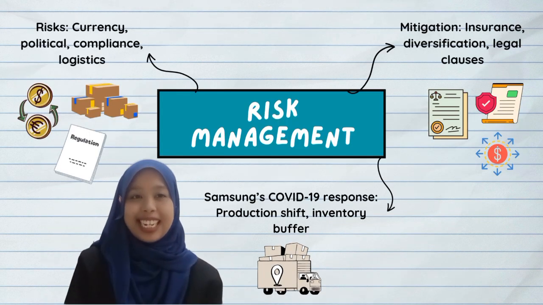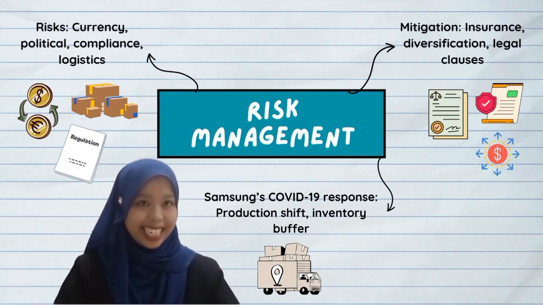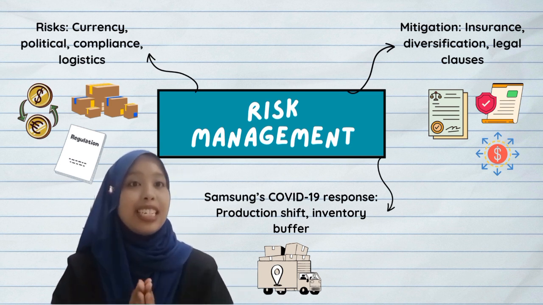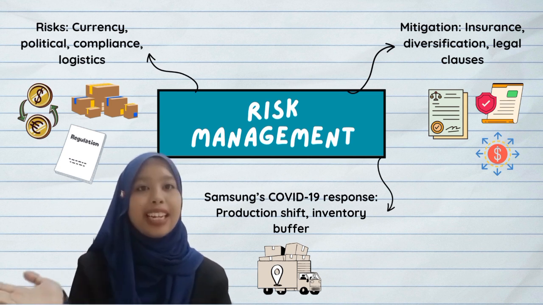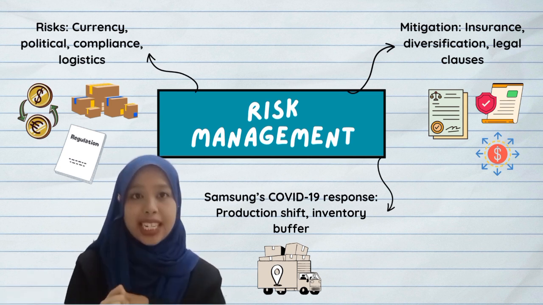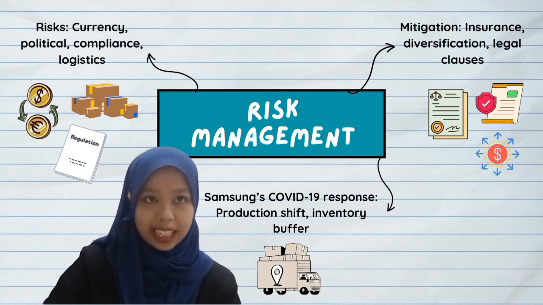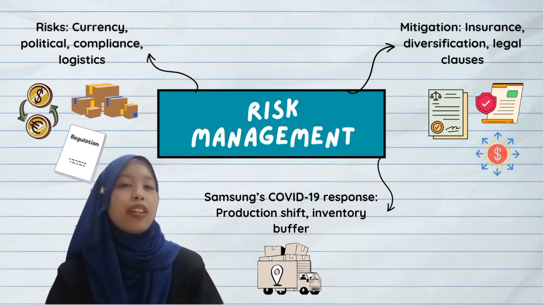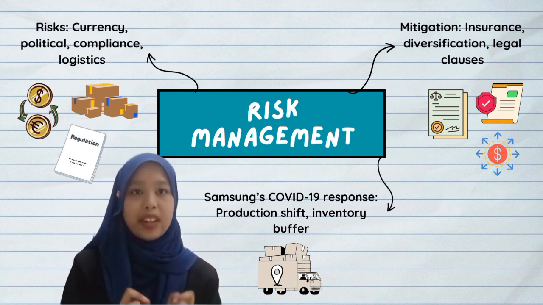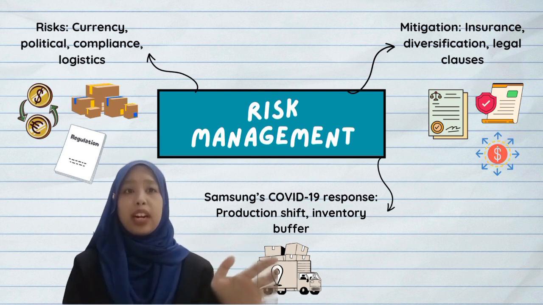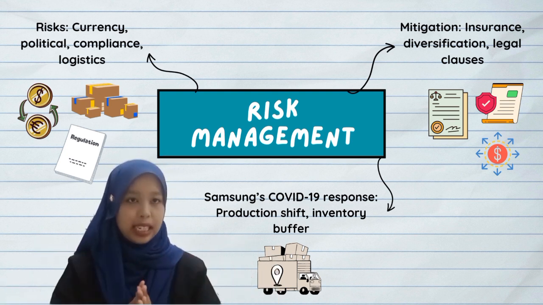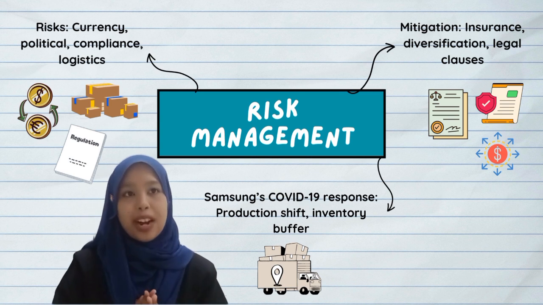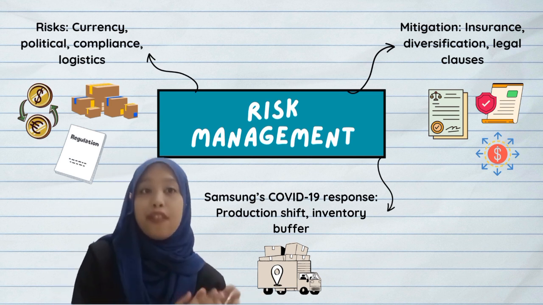There are many risks in global trade like political changes, delays in shipping, and currency issues. To manage this, Samsung uses strategies like diversifying their supply chains, using insurance, and including legal clauses in contracts. During COVID-19, Samsung responded quickly when Chinese factories closed. They moved production to Vietnam and India, increased their inventory, and used different shipping partners. This helped them continue operations while many other companies faced shutdowns.